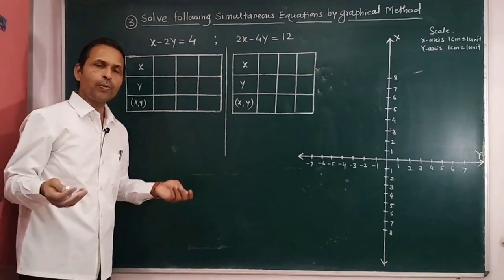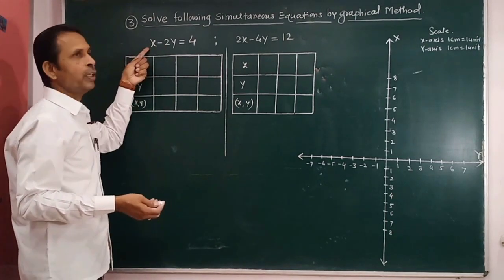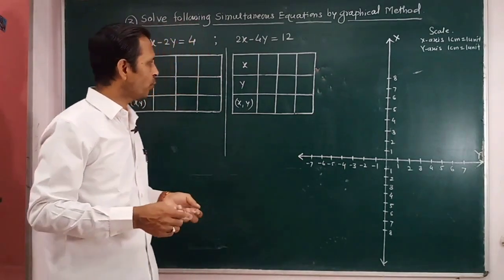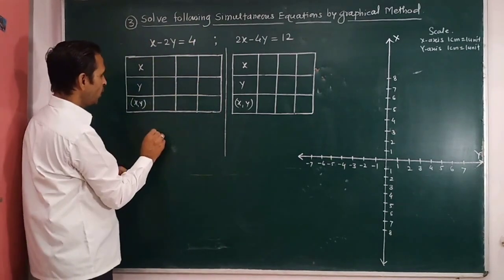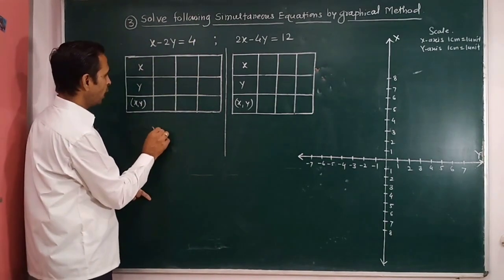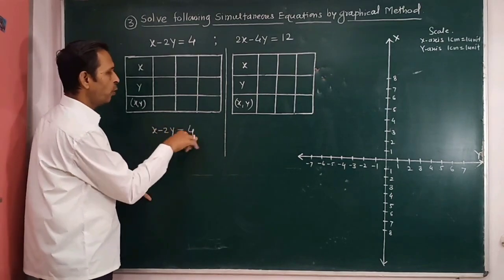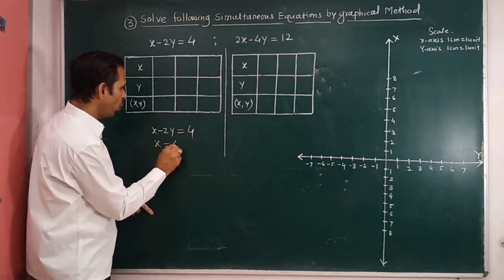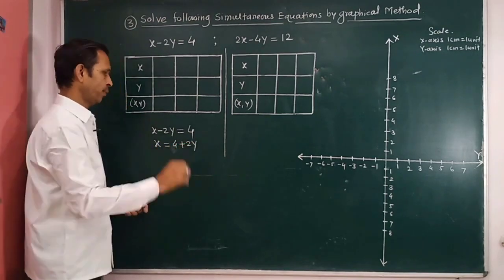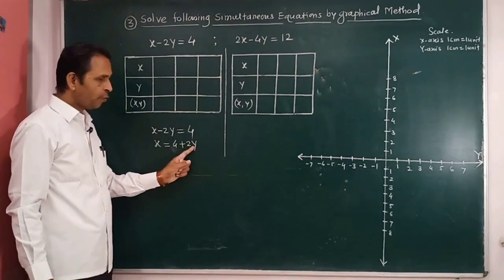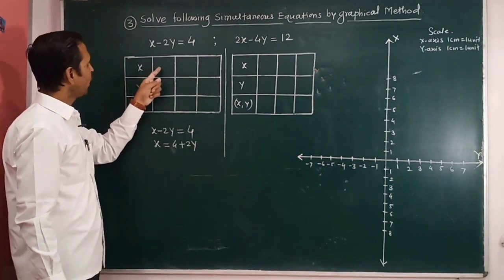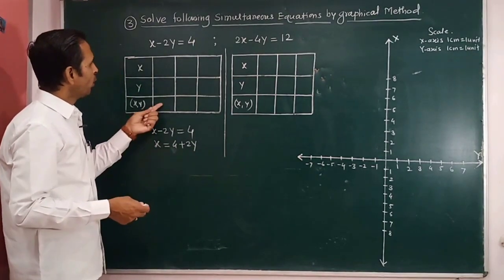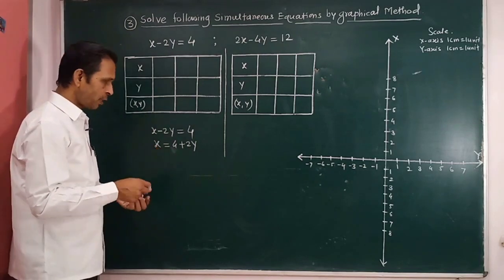Now as usual our method is to convert the equation into the y is equal to form or x is equal to form. The equation given here is x minus 2y is equal to 4, and hence we convert this equation to x is equal to 4 plus 2y. Now if you put the value of y here, you can easily find out the value of x. Now let us try to find the values of x and y in this table.